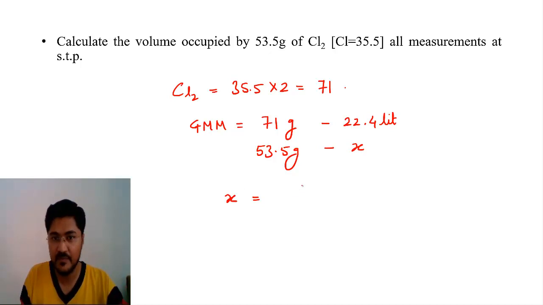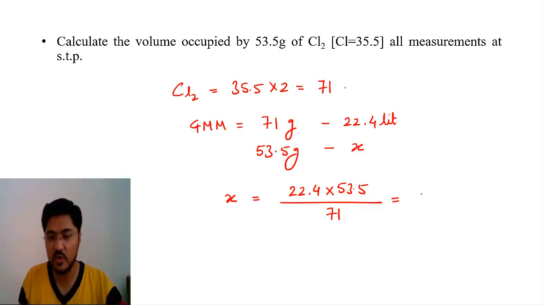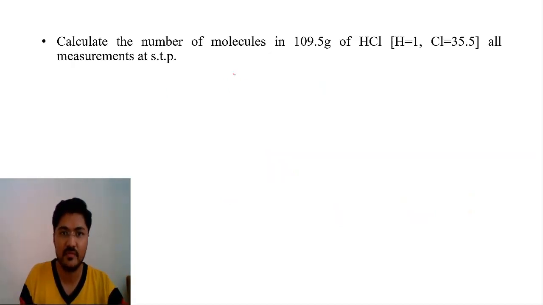So X will be 22.4 into 53.5 divided by 71, and the answer comes out to be 16.87 liters when you calculate it. That's a very simple basic question. Now let's see the next question.